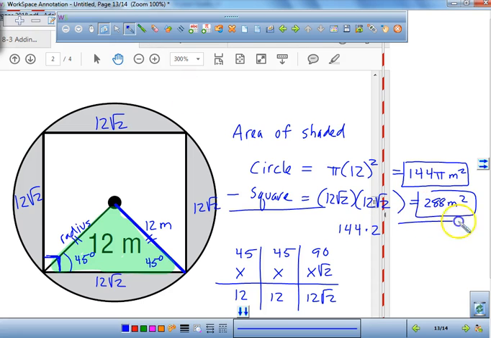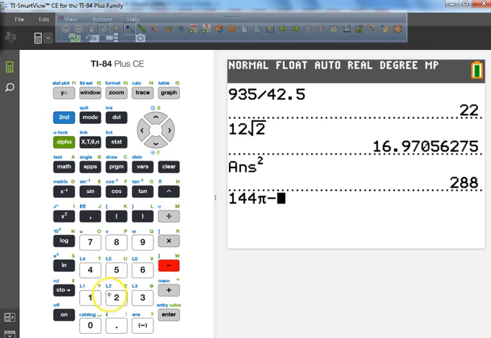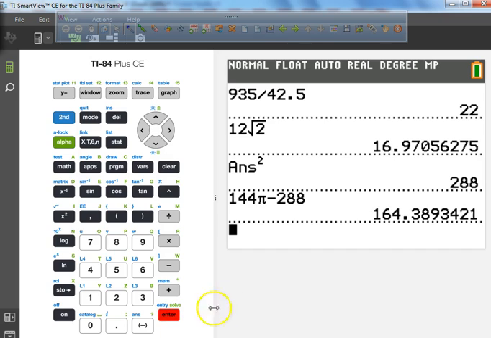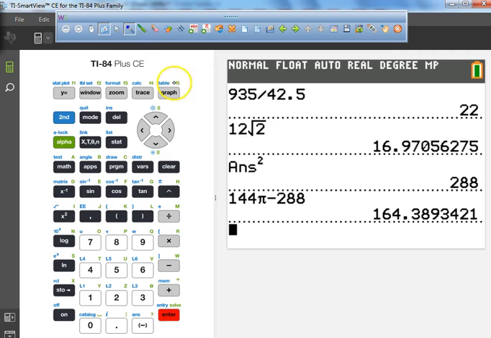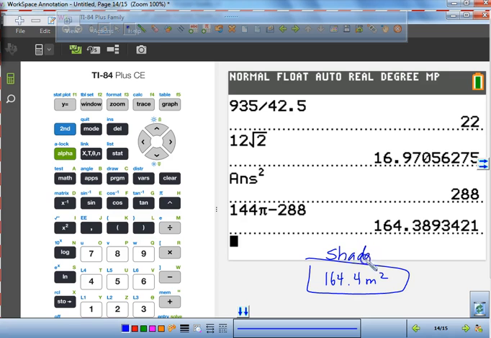So here's your final answer. You're going in the calculator right now. 144 pi minus a what? 288. Round your answer to the nearest tenth. 164.4 meters squared is your final answer. 164.4 meters squared. What does that represent? That represents the area that is shaded.